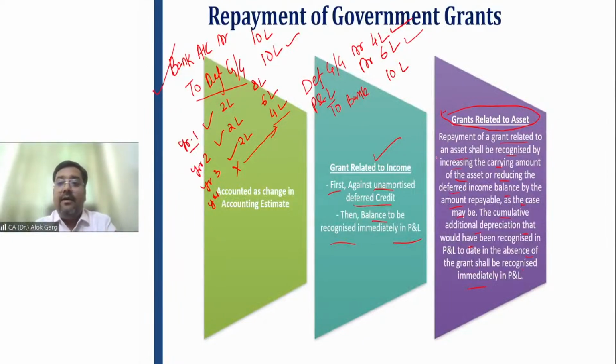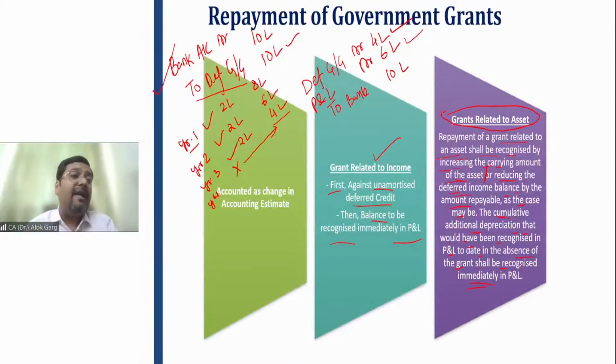Repayment of a grant related to an asset shall be recognized by increasing the carrying value of the asset when you are following the net approach, or by reducing the deferred income balance by the amount repayable, or reducing the deferred government grant when you are following the gross approach, as the case may be. The cumulative additional depreciation that would have been recognized in P&L to date in the absence of the grant shall be recognized immediately in the P&L.